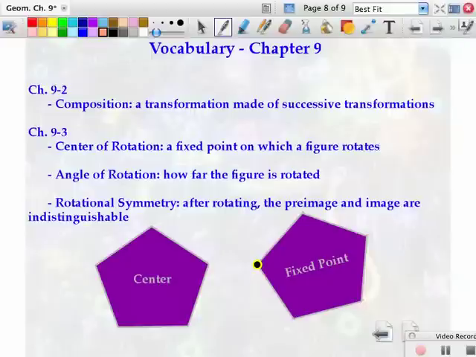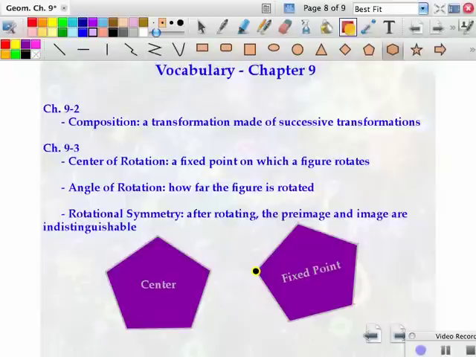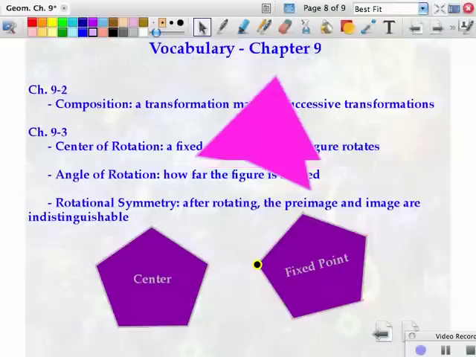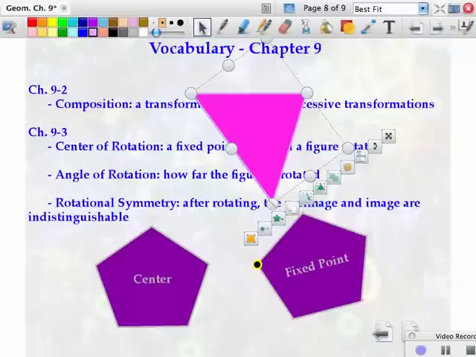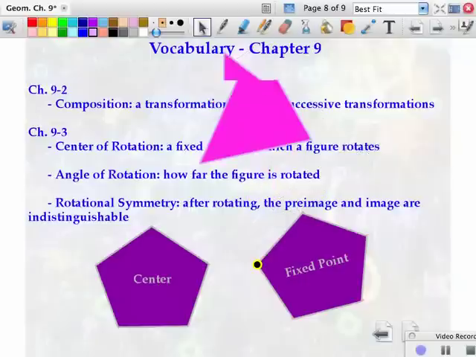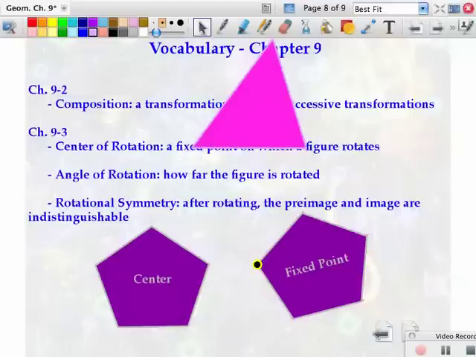Angle of rotation, how far are you rotating it? So degrees. And then rotational symmetry. So if you have rotated it and the pre-image and image are indistinguishable, so they look exactly the same, you would have rotational symmetry. So let's say we took an equilateral triangle and then I rotated it a total of 60 degrees. Clearly that is not equilateral, but if I rotated it 60 degrees, it would still look the same. All right? So that would be our rotational symmetry.